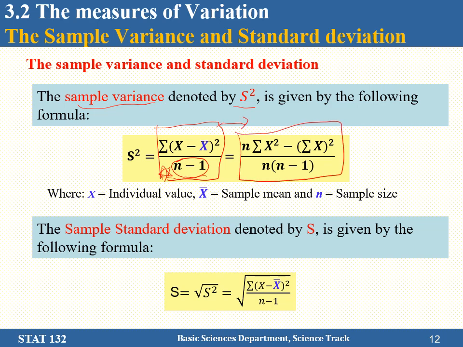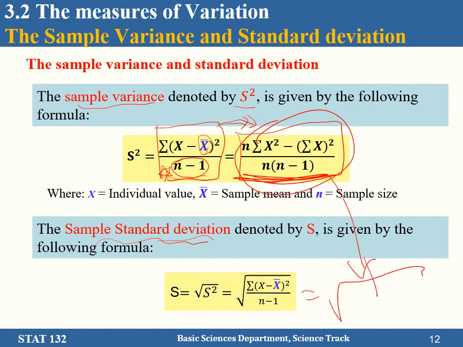This formula is obtained from the first one, but we will not show you how to derive it. The advantage of this one is that you don't have to use the mean, because you don't see any mean here. When you take the square root of the sample variance, you get the standard deviation. You can also write this one here and take its square root, and it will give you the standard deviation.